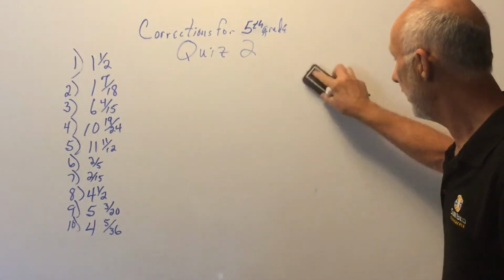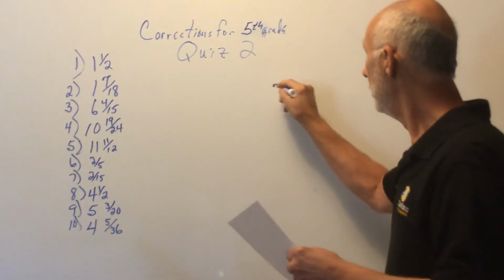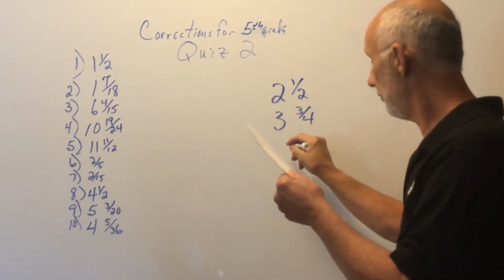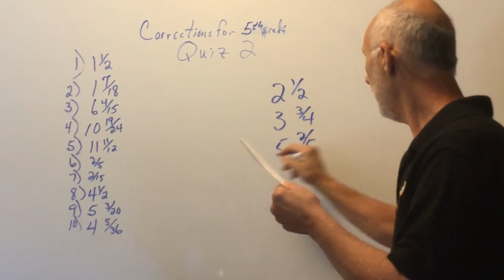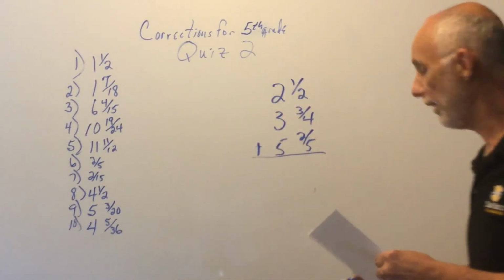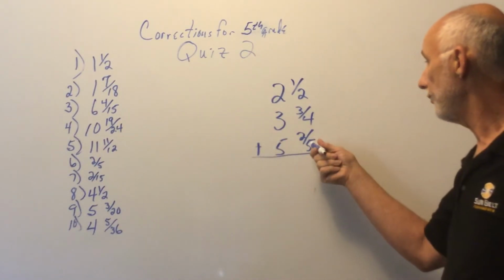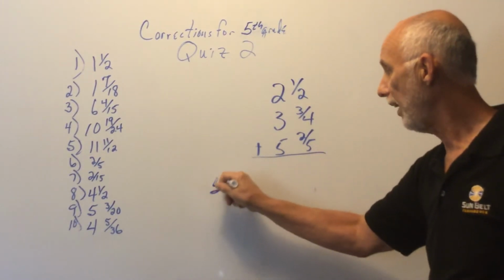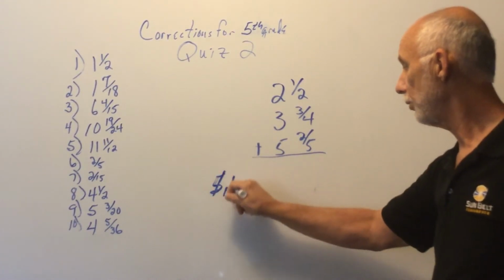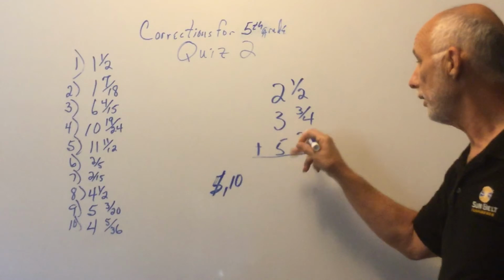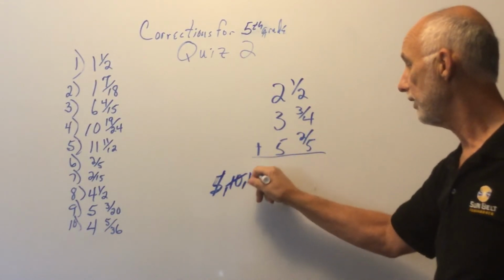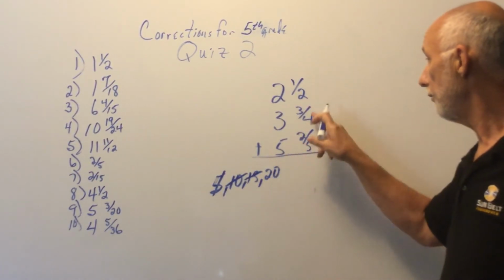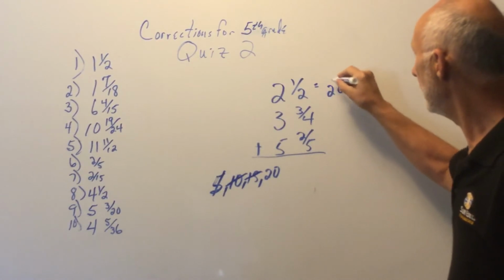And the last one on the adding, number 5, the last addition, was 2 and 1/2 plus 3 and 3/4 plus 5 and 2/5. And again, I have to add by finding a common denominator for 2, 4, and 5. I have to list the 5 times table until I find something that 2 and 4 both go into. 5 times 1 is 5, 2 doesn't go into that. 5 times 2 is 10, 2 goes into that, but 4 doesn't go into that. 5 times 3 is 15, 2 doesn't go into that. 5 times 4 is 20, 2 goes into 20, and 4 goes into 20. That is my common denominator.